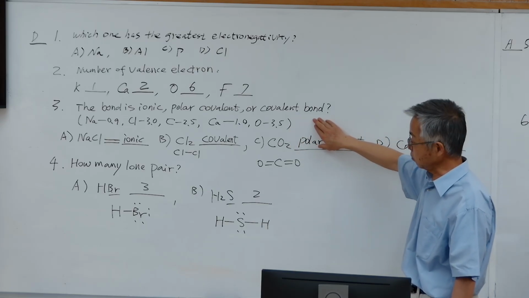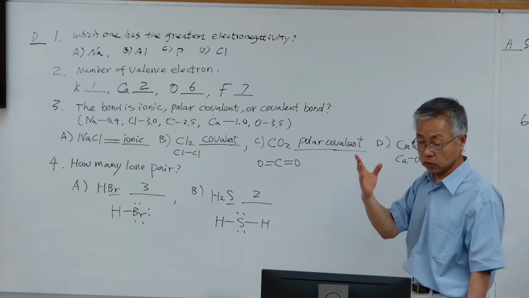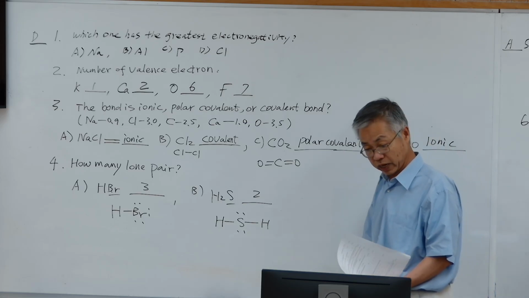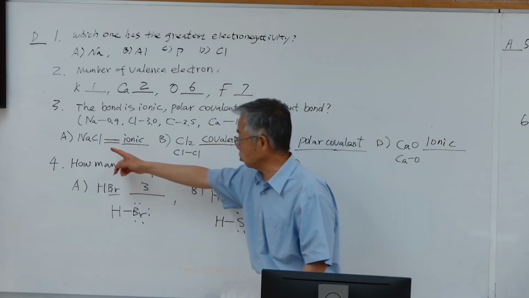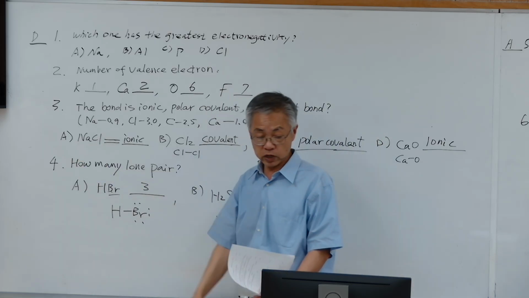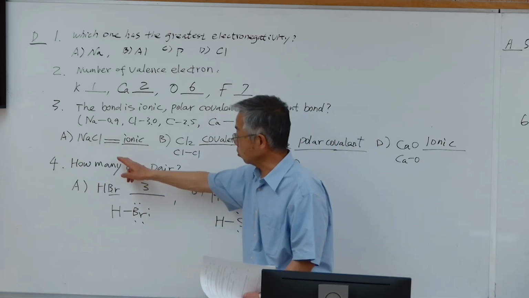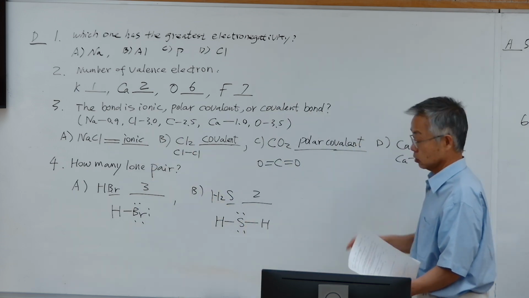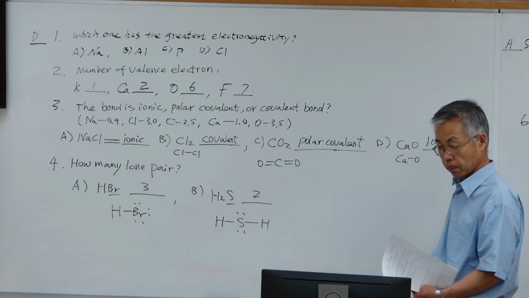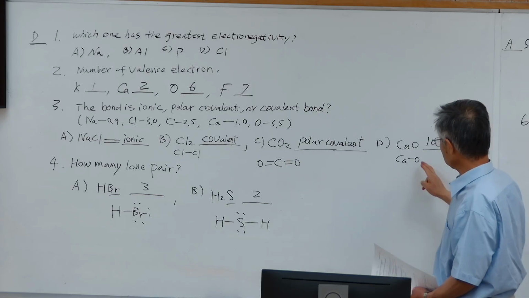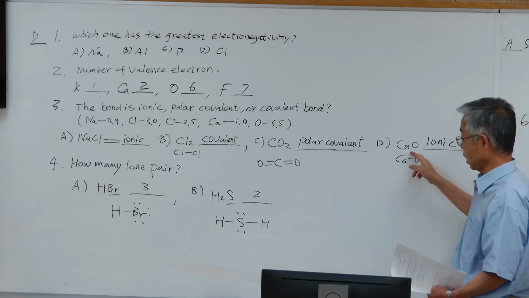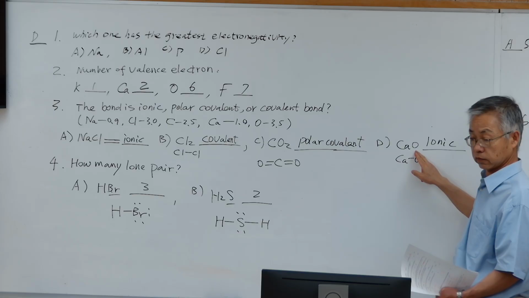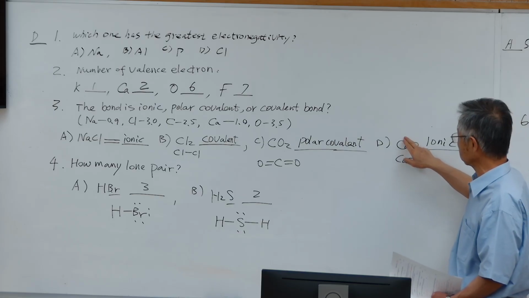Whenever metal binds with non-metal, especially an active metal with an active non-metal, like sodium chloride. Sodium is a very active metal, right? Chlorine is a very active non-metal. So this is definitely an ionic bond. Sodium loses an electron, chlorine gains an electron. Similarly, calcium oxide. Calcium is an active metal. Oxygen is an active non-metal. So calcium loses electrons, oxygen gains electrons.